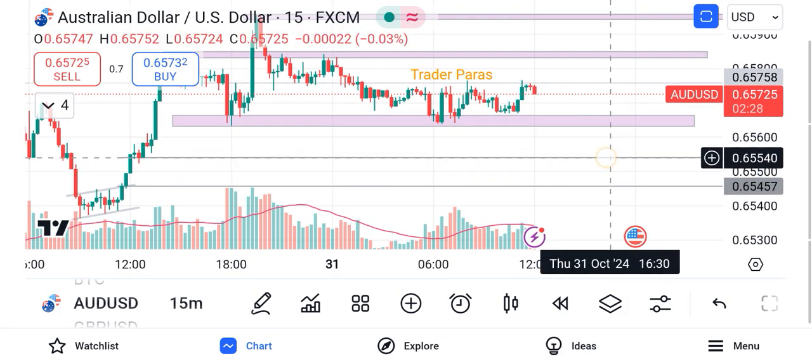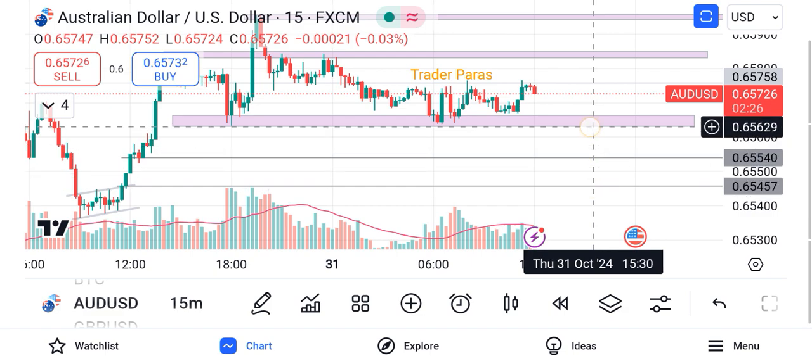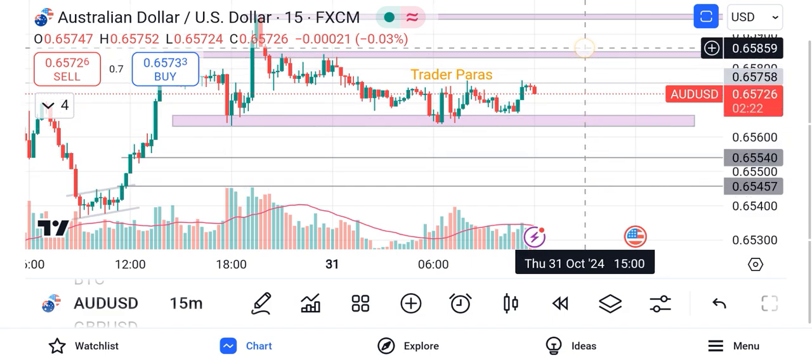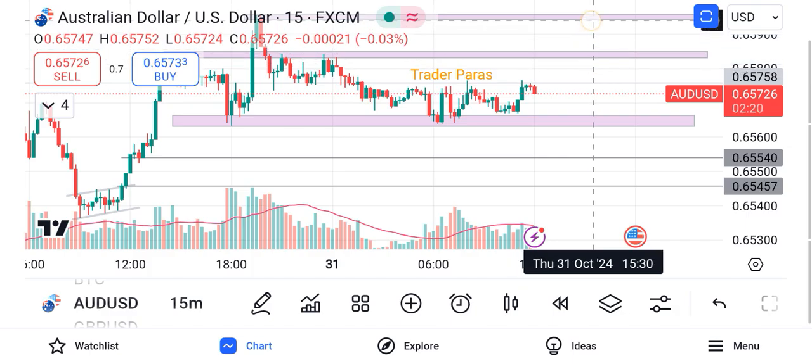downside. This is the first target, this is the second target. You can sell this level and you can buy this level, target as well. First level is this. You can trade your own risk reward ratio.